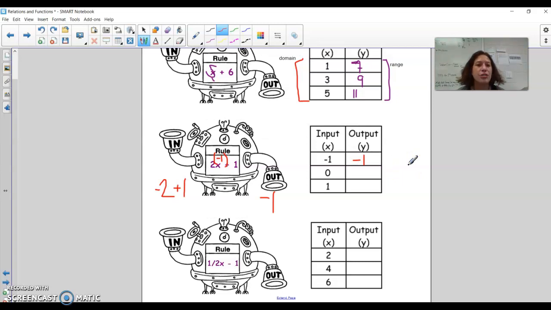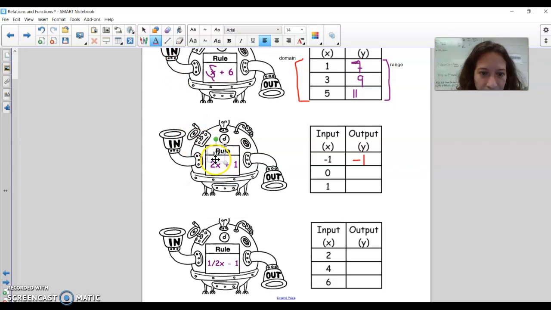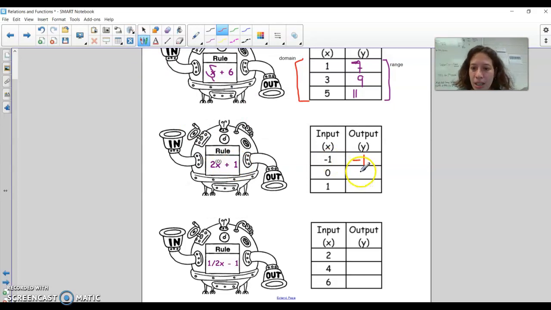Okay, let's try another one real quick. What's the next number? Ooh, 0, that's easy. So right here, I'm going to plug in a 0, in parentheses, to show that I am multiplying, right? So 2 times 0 is 0, plus 1 is 1. So that was easy. The number that popped out was 1.